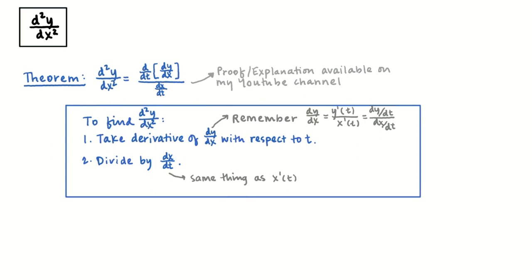If you wanted to know why, it's related to the chain rule and I think the quotient rule, and I've got a video explaining all of that, but I'm just going to show you the formula and work with the formula in this video. I'm not going to be explaining why it works. Okay, so let's do a quick example.